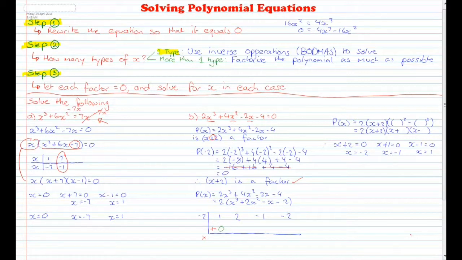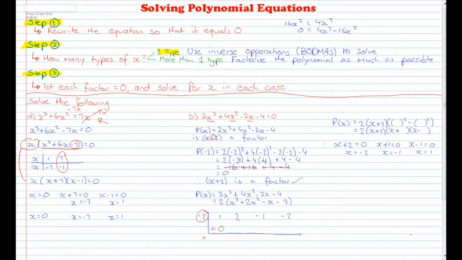So what I want to do is apply what I found out before, so x plus 2 is a factor, so I'm going to write negative 2 out the front here of my box, and I'm going to write out the coefficients. So the coefficient of x cubed is 1, the coefficient of x squared is 2, the coefficient of x is negative 1, and the constant is negative 2.